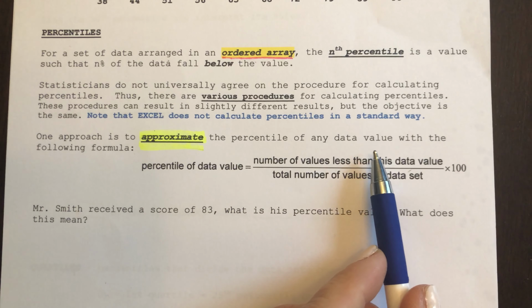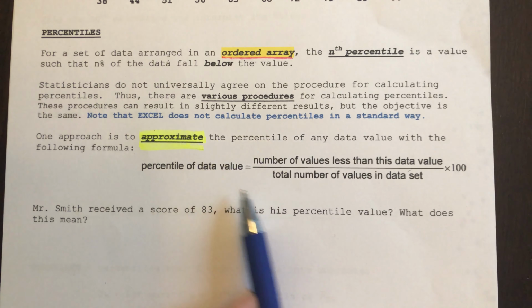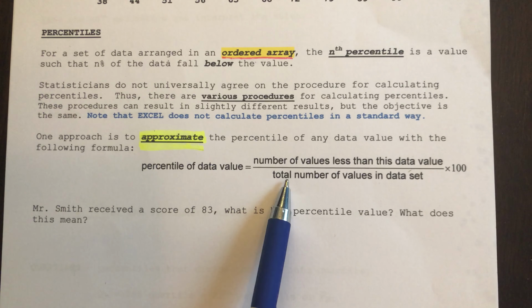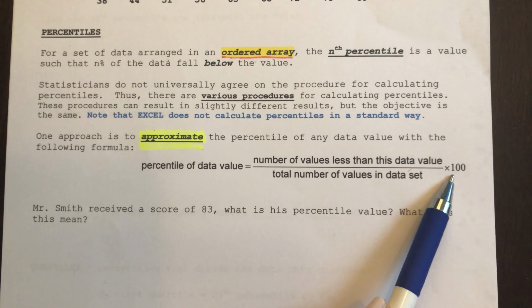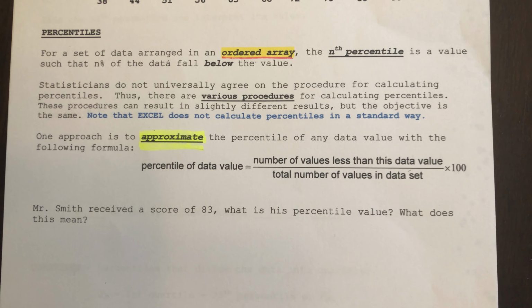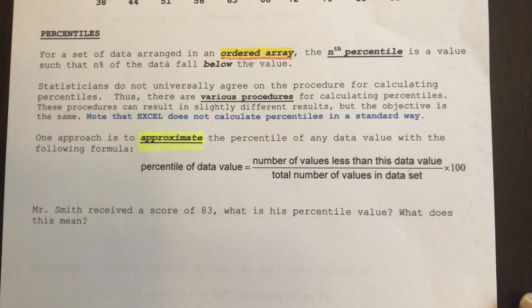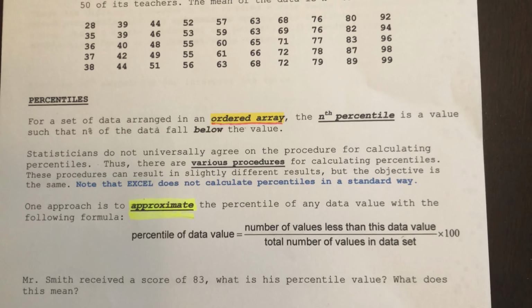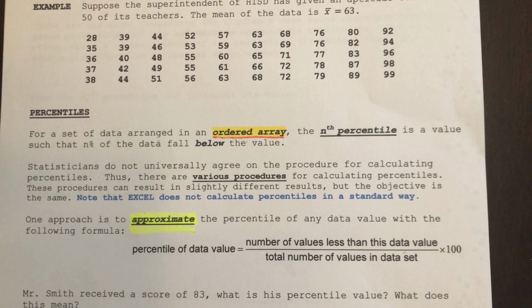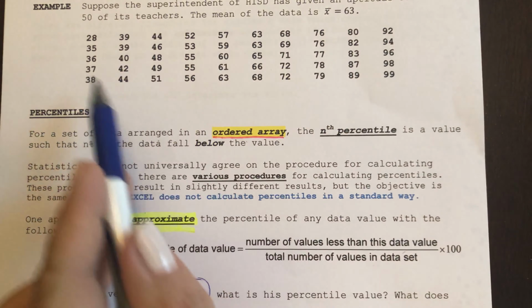So if you want to find the percentile of a data value, you're going to use this formula. You count how many values fall below that data value, divide by the total, n, and then multiply by 100. I'm going to go ahead and do an example for you, so I'm going to slide this down. There's our data set at the top, and down here it says Mr. Smith received a score of 83. Let's find his score in this data set.